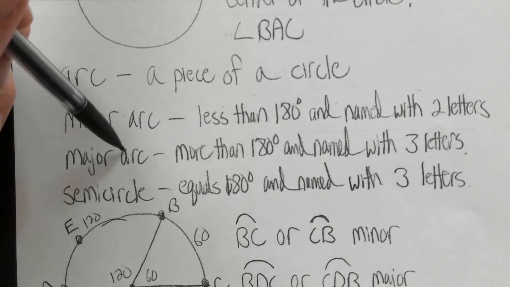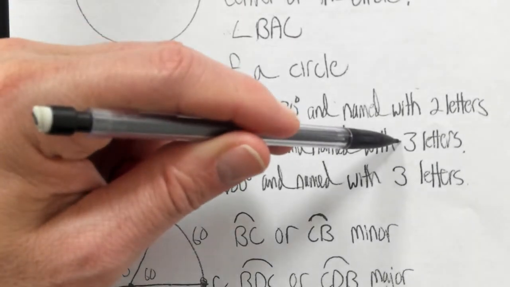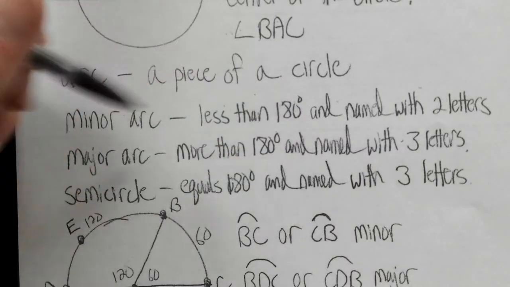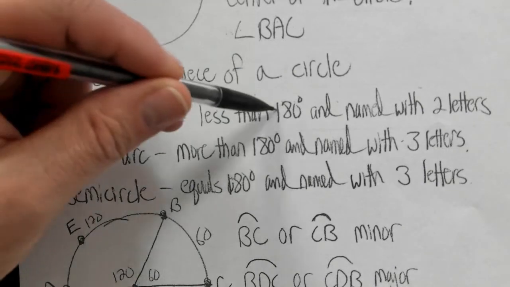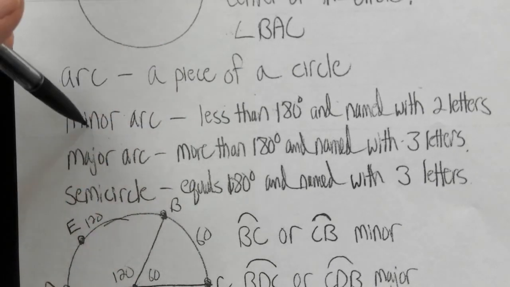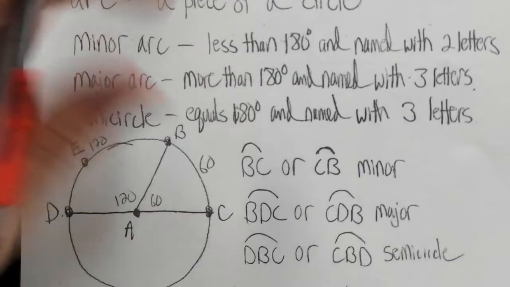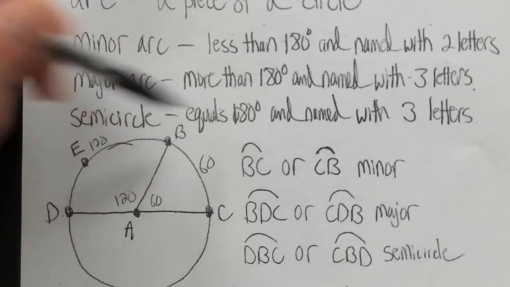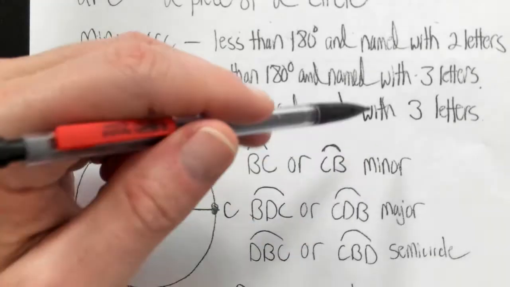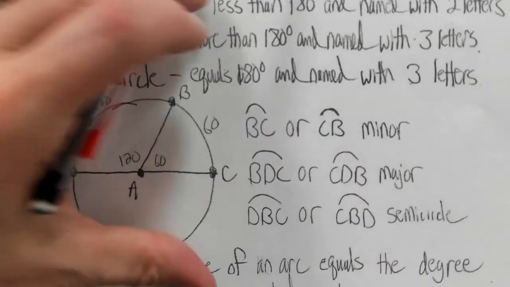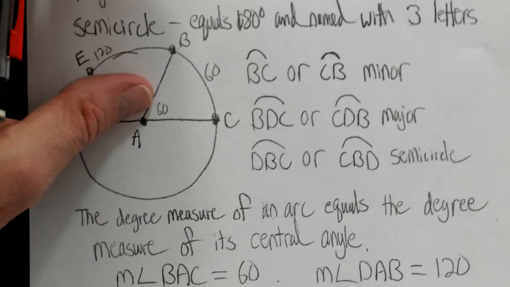A major arc is more than 180 degrees, and it's named with three letters, and you'll see why in a minute. 180 degrees is half the circle. So if it's less than half the circle, it's a minor arc. If it's more than half the circle, it's a major arc. And if it's equal to 180 degrees, it would be half a circle, or a semicircle, also named with three letters. Let's talk about how to name these correctly.